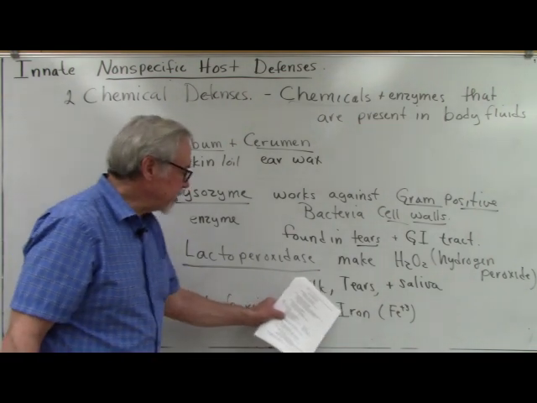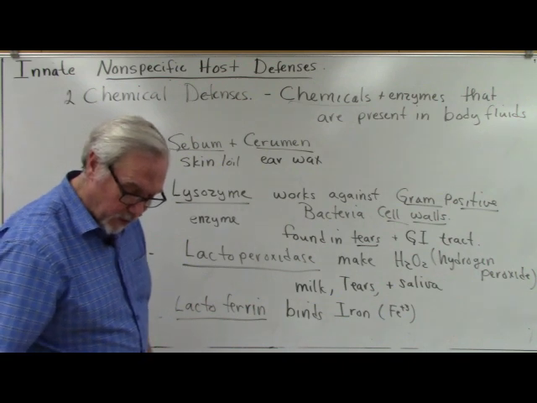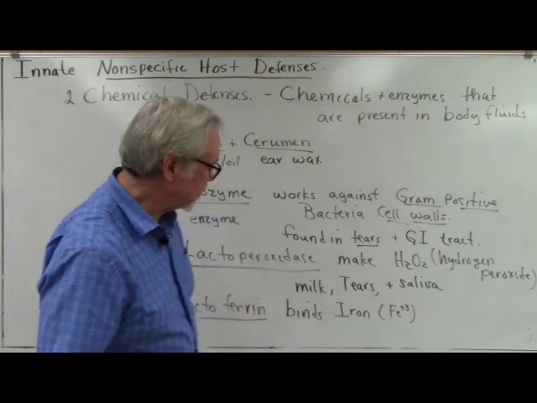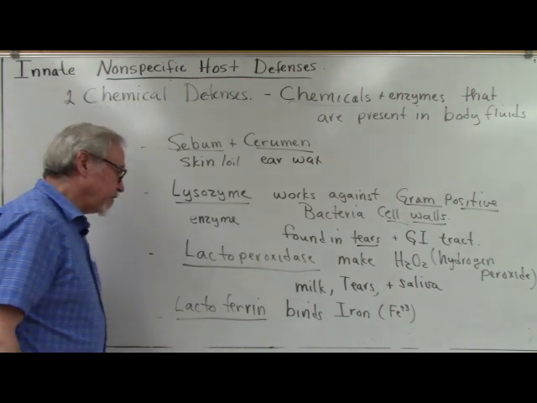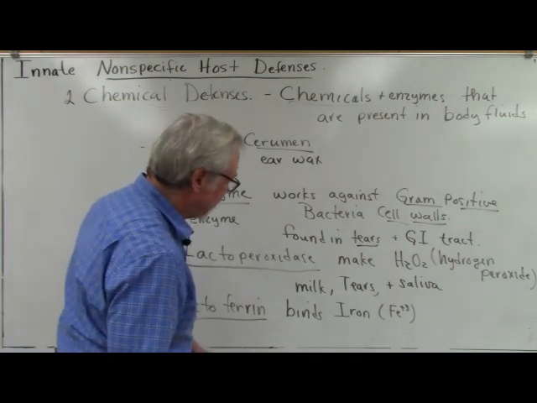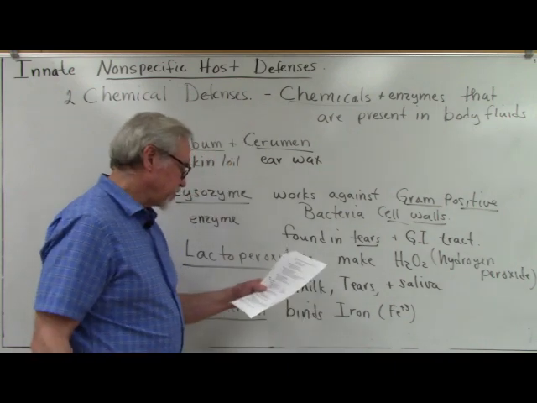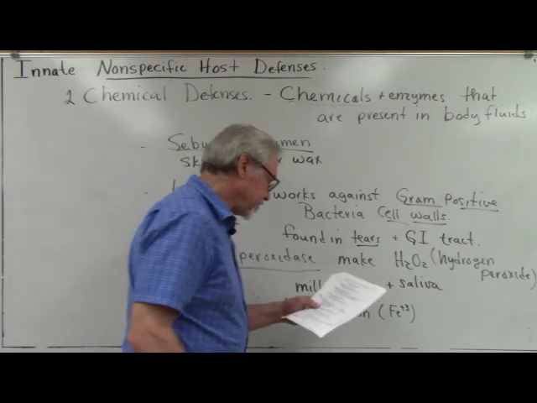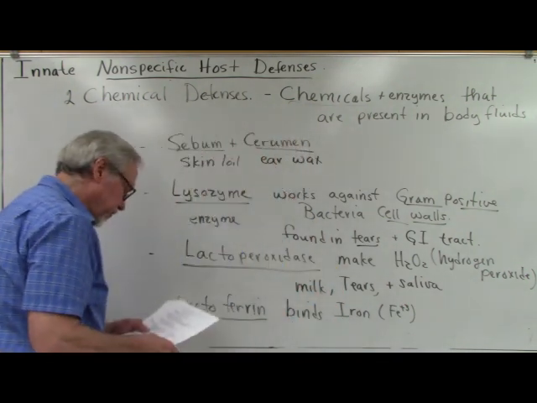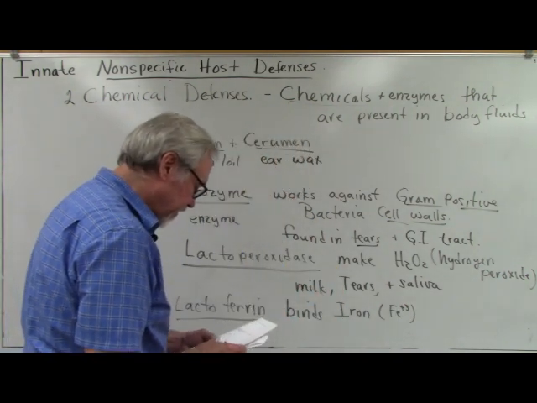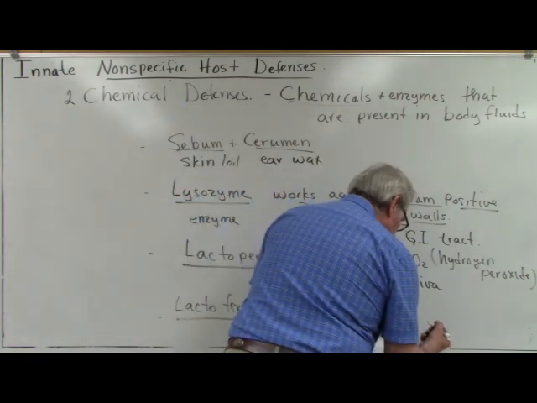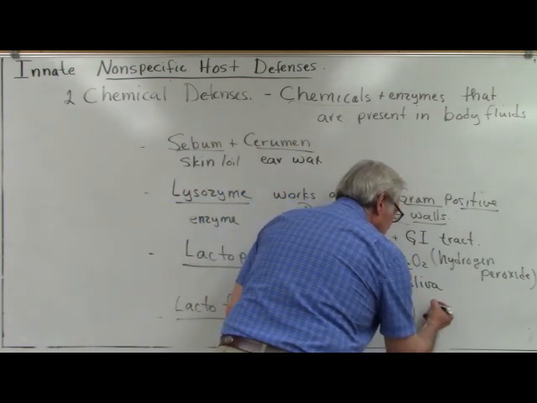Iron is absolutely required by organisms to grow. If there's no iron, then there's a limitation on a bacterium growing and undergoing cell division and making a new bacterium. So it binds iron, and by doing so, it limits the availability of iron for microbial growth. And this has the longest list, so it's found again in tears, in milk, saliva, and we're adding one now, airways.